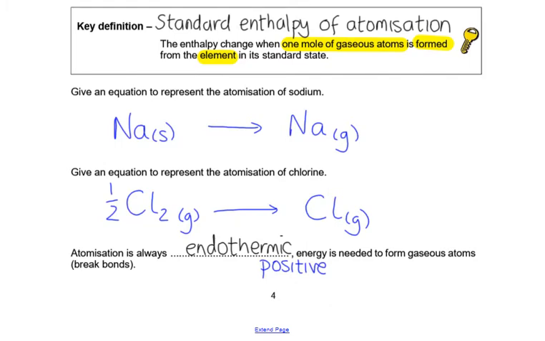So atomization is about making 1 mole of gaseous atoms. The only way the atoms can be free is if they're gases, because then they can move around, they're separated completely from whatever was holding them in some sort of structure. So even though chlorine molecules are moving around in Cl2 gas, until we break the bonds, we haven't got atoms free.